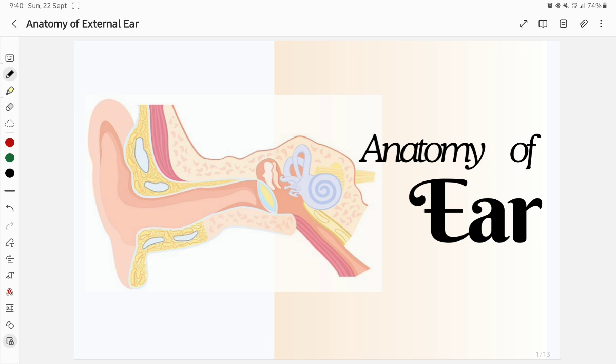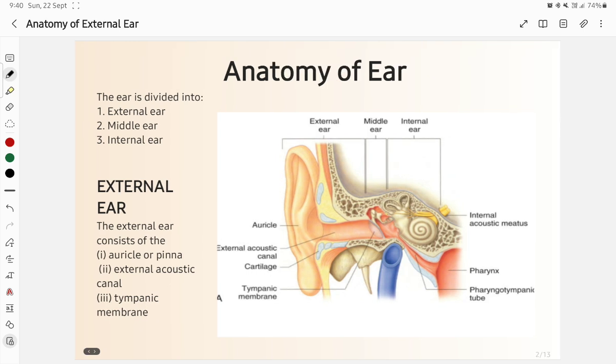I am Dr. Sauravi. When we are studying Shalakya tantra, we will learn about diseases of various Urdhvajatrugata. But before diving into these diseases, we must learn about their anatomy. So today we are starting with anatomy of ear. Ear is divided into three parts, that is the external ear, the middle ear and the internal ear. In this video, we will deal with anatomy of external ear.